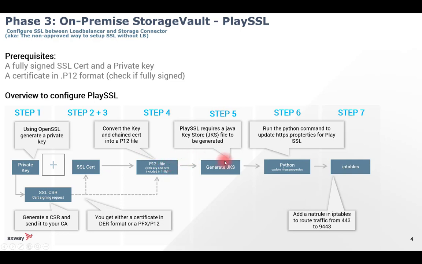We will generate a P12 and we will combine that into a JKS file. We need that JKS file to run the Python command to configure the storage connector to listen to SSL. It will listen on port 9443, so we will also need to create a rule that will forward all incoming traffic from port 443 onto port 9443. And that is the last step. We will do that in IP tables.